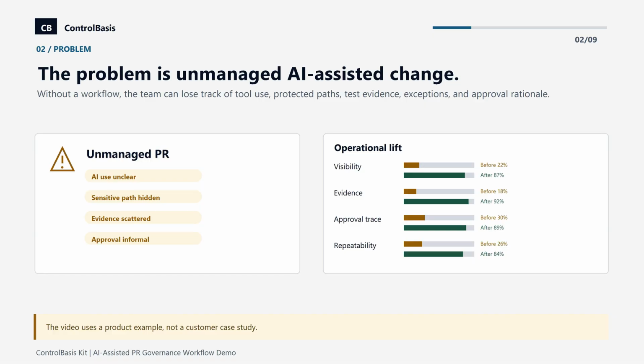The issue is not simply that a developer used AI. The issue is whether your team can see what changed, which tool helped, which sensitive path was touched, and who approved the final decision.